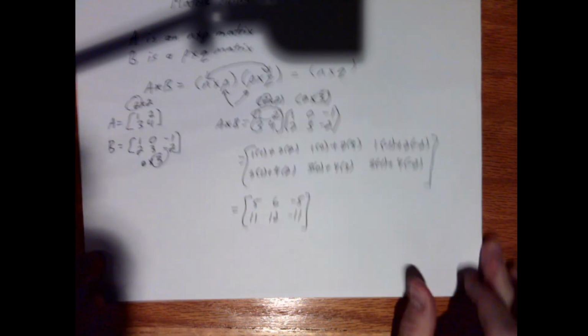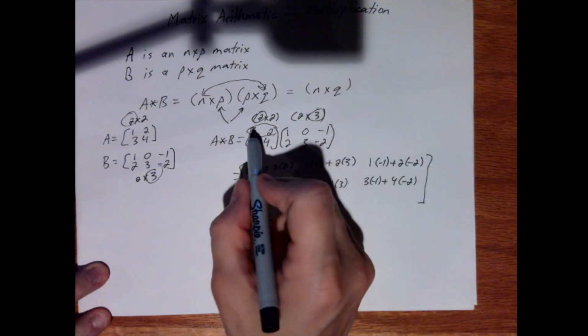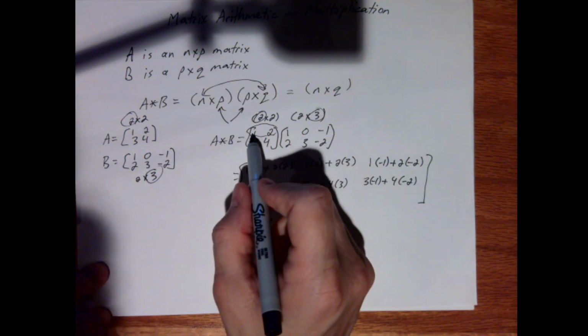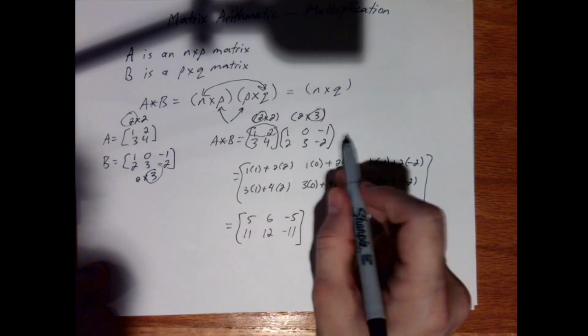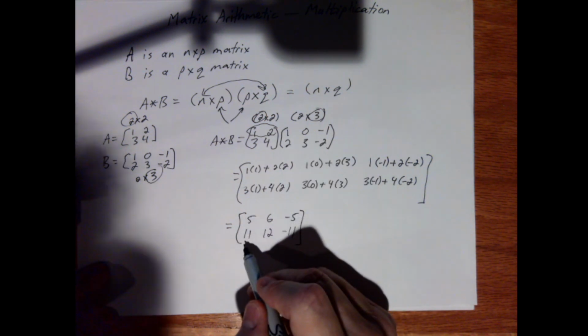So once again, how do we know how all this works out? Well, the answer has to have n rows because I'm taking each of the n rows of A and multiplying it by the columns of B. So that produces n output rows. Okay?